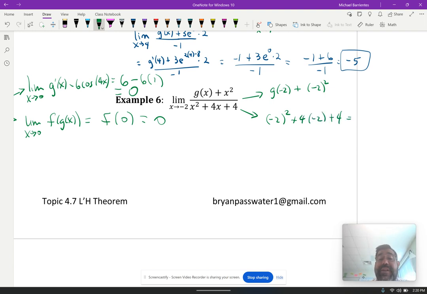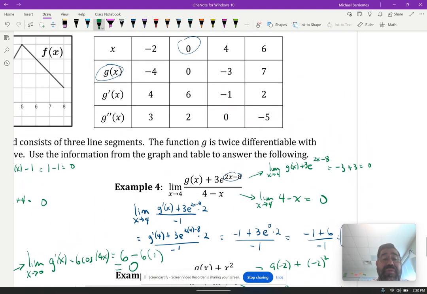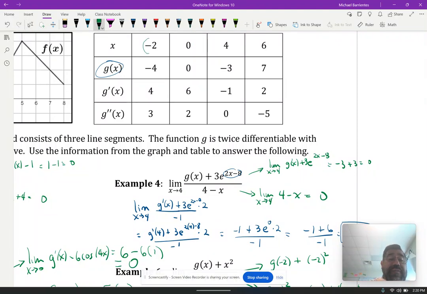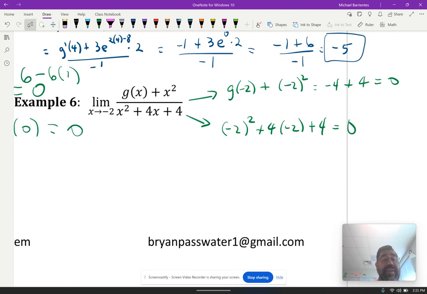If you look at the denominator, negative 2 squared is 4, plus 4 times negative 2 is negative 8, plus 4, I believe that's 0. And now using my table, g of negative 2 is negative 4, plus negative 2 squared, that's negative 2 times negative 2, that's positive 4, and that is 0 as well. We're in business. We can do L'Hopital's rule.